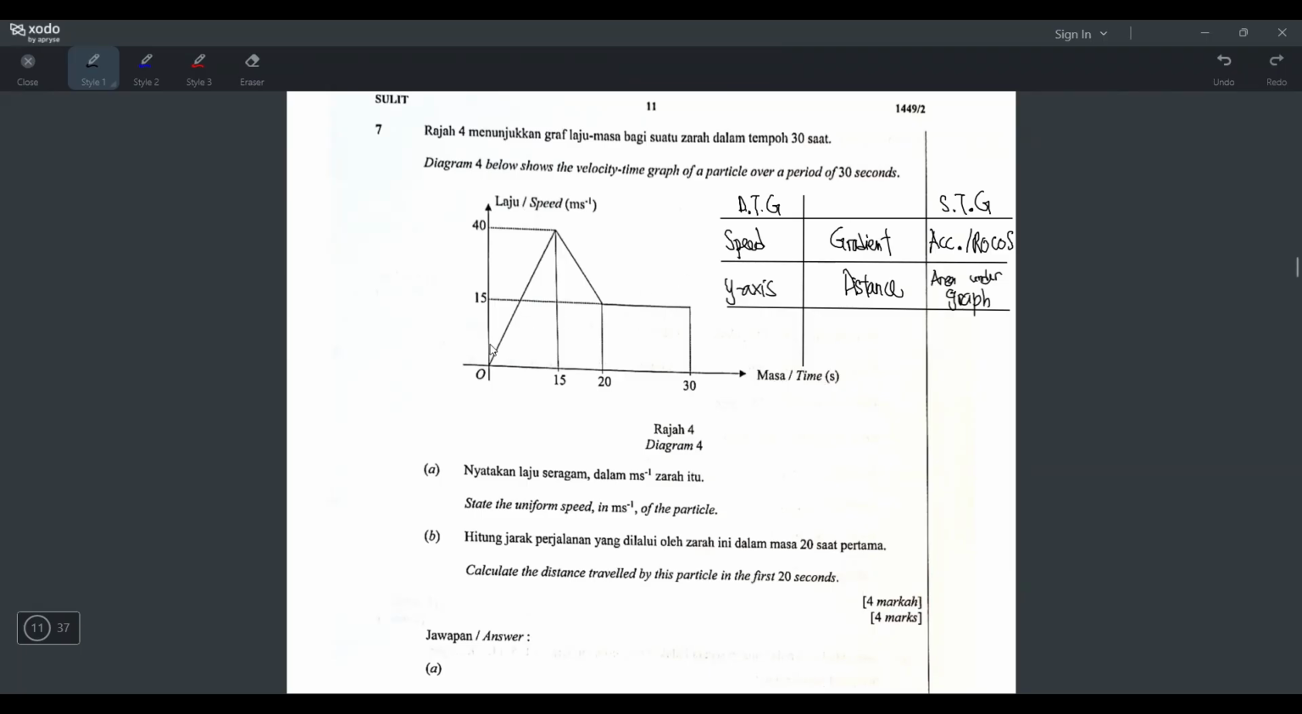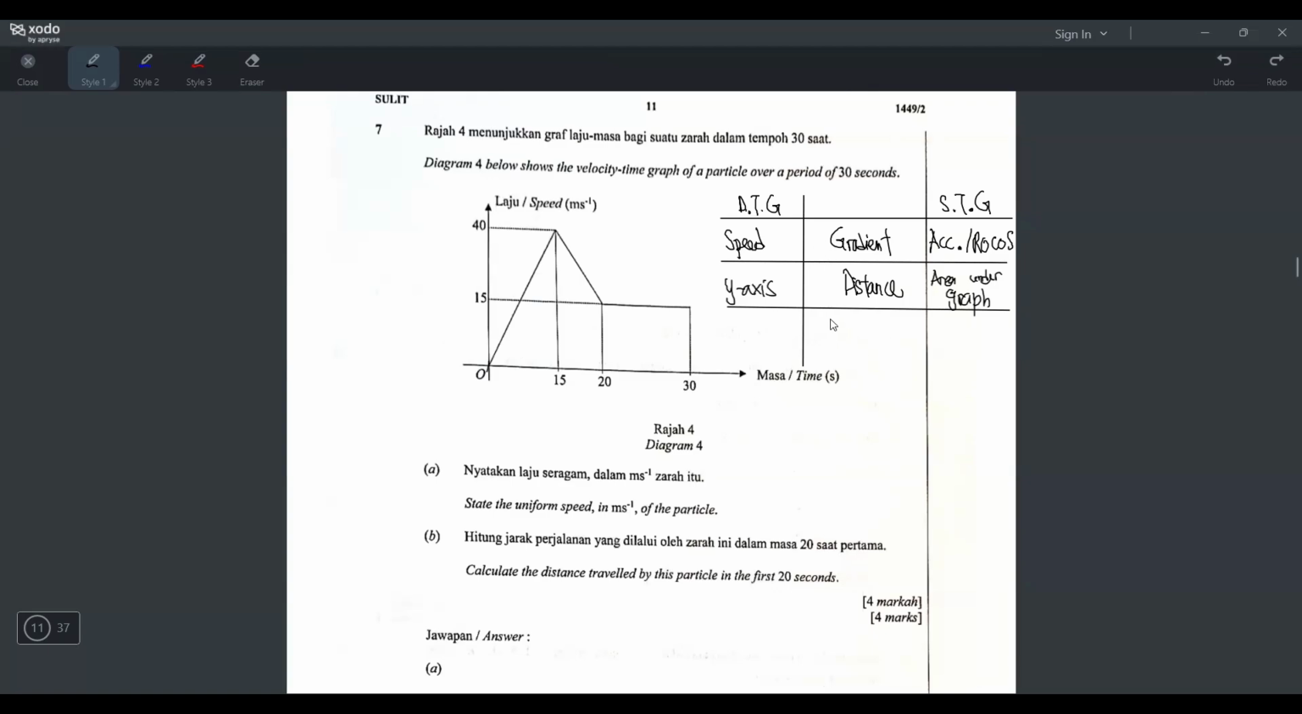What I mean by that is, for example, this is the graph, then you get the area under it, right? But you also have to look at which distance for how many seconds, because the question will tell you whether they want the whole journey, or maybe only the first 15 seconds, or the first 20 seconds, so you have to read the question.